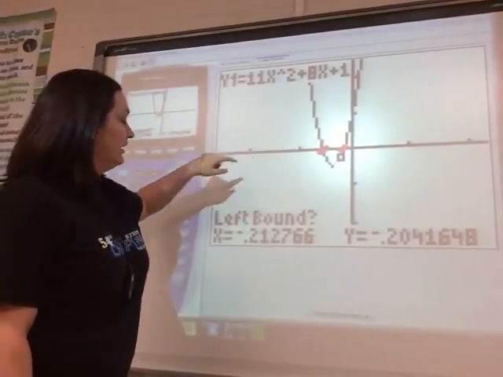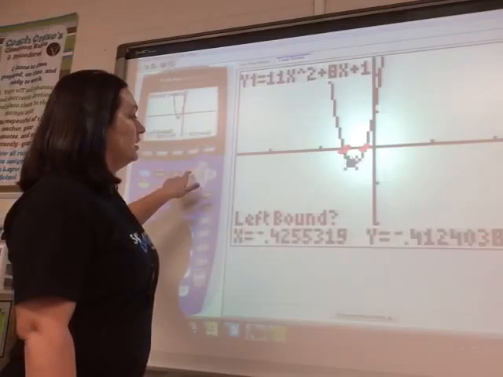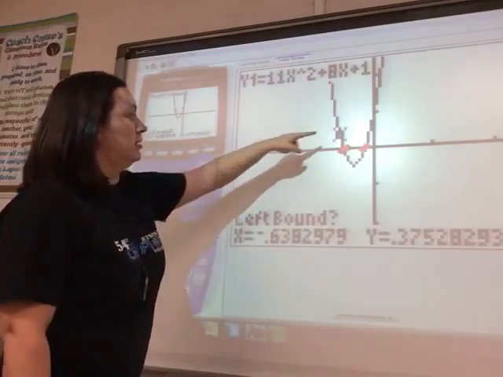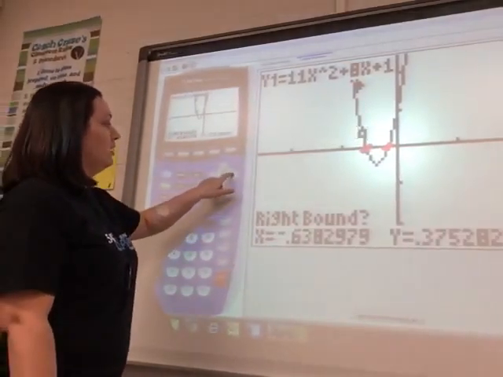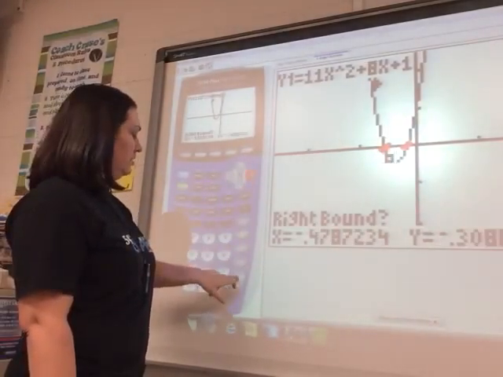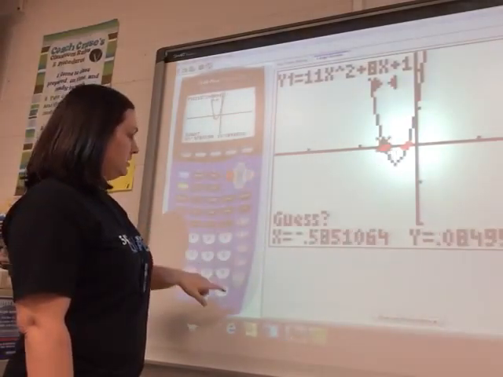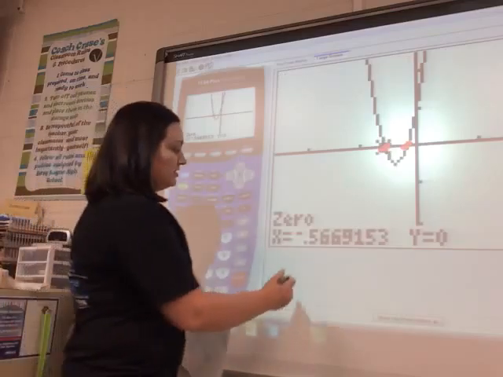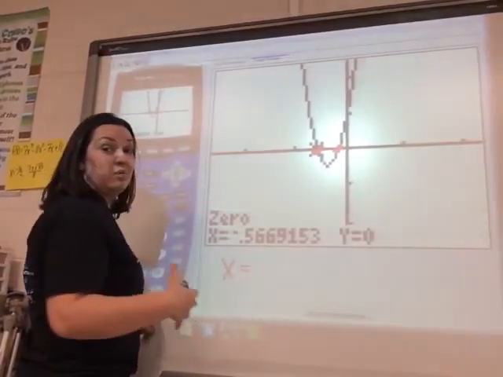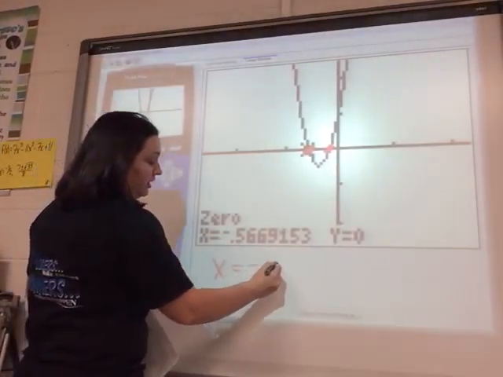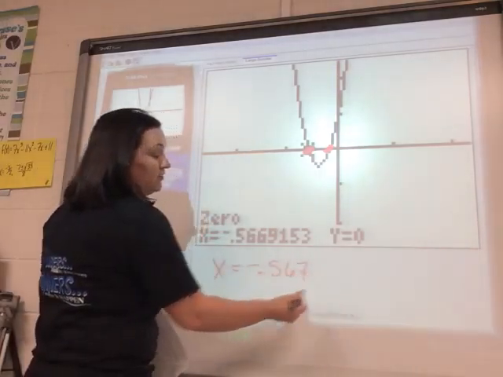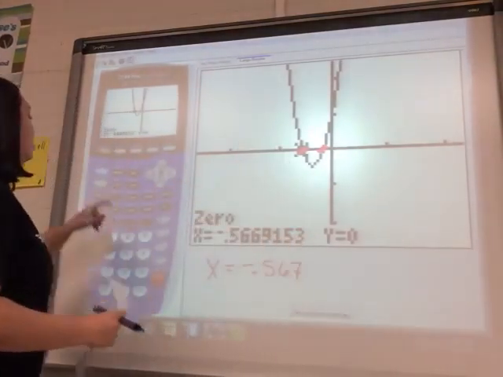Move my cursor to the left side of my intersection. It's going to be above in this case. The right side of my intersection is going to be below, on top of the intersection. And I get an answer which looks kind of ugly, so it's going to be irrational. It's a negative 0.567 if I round.